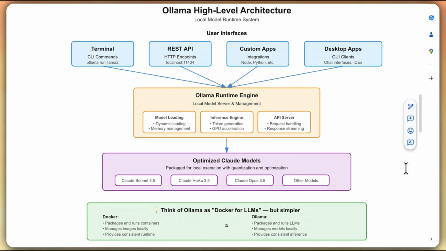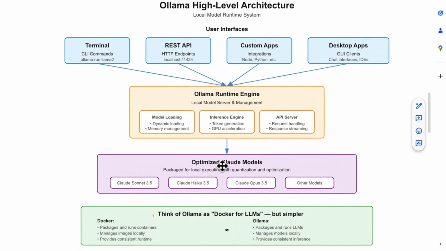So let me explain to you the high level architecture. As you can see on the screen, Ollama acts as a local model runtime here. And then all the cloud models are optimized and packaged for local execution. These are all the optimized cloud models that you will download using Ollama. And then you will run your prompts in these areas. These are the user interfaces. You can run your prompts using terminal, REST API, any custom app or desktop apps. And then it will use Ollama runtime to access the Claude model.